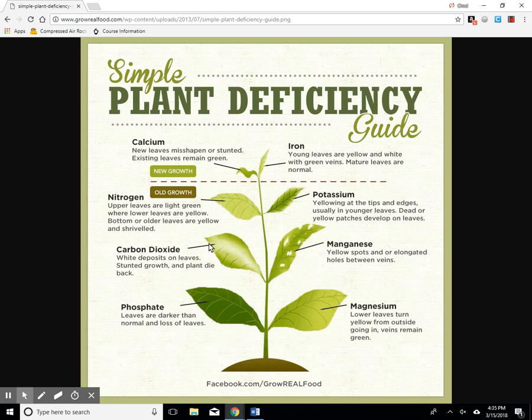Carbon dioxide, which I doubt we would see, where they'd be deficient. Manganese, there's holes. Phosphate leaves are darker than most of the leaves, and then magnesium is the lower leaves turn yellow from outside going into veins, remaining green.